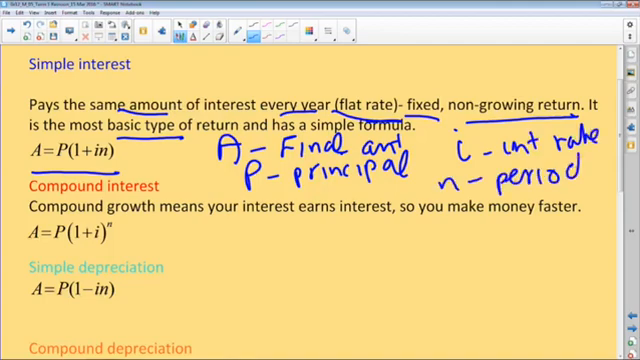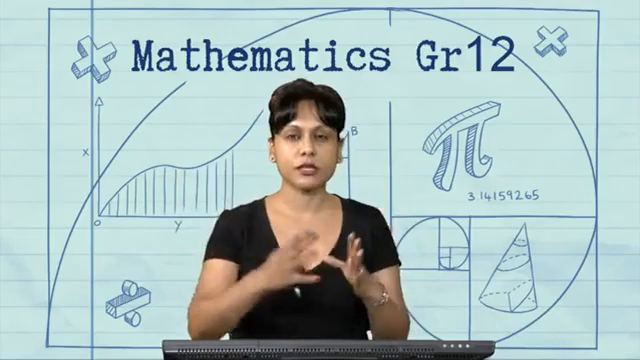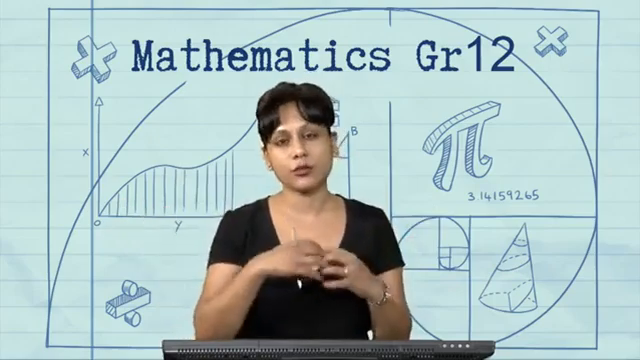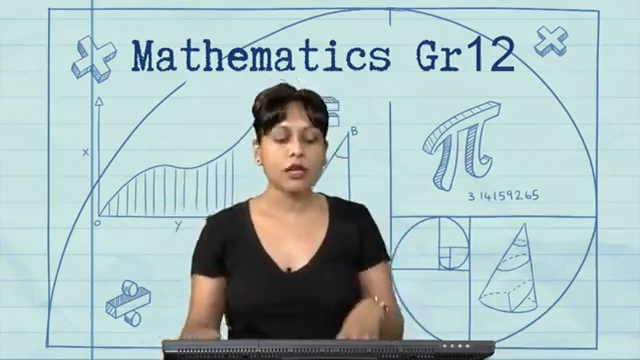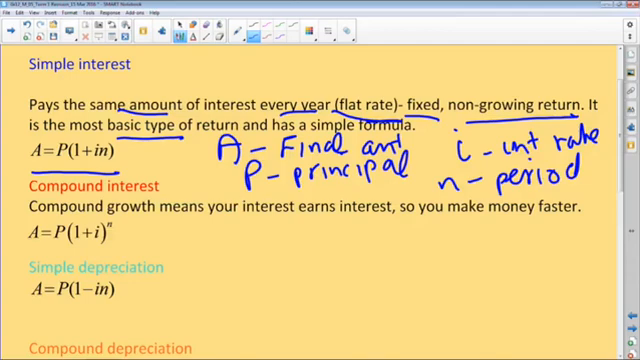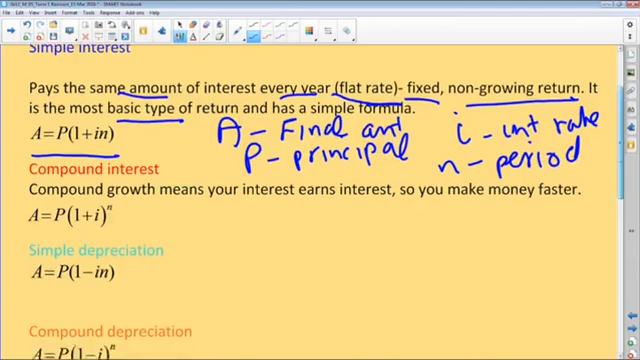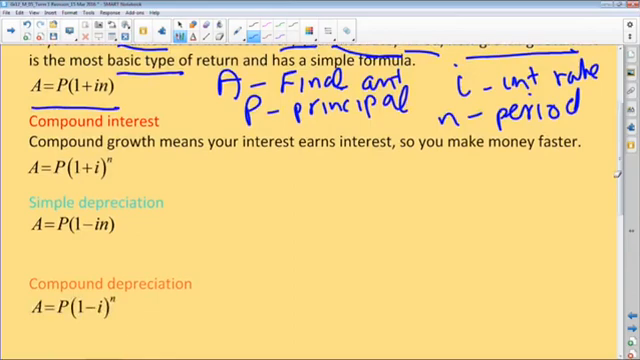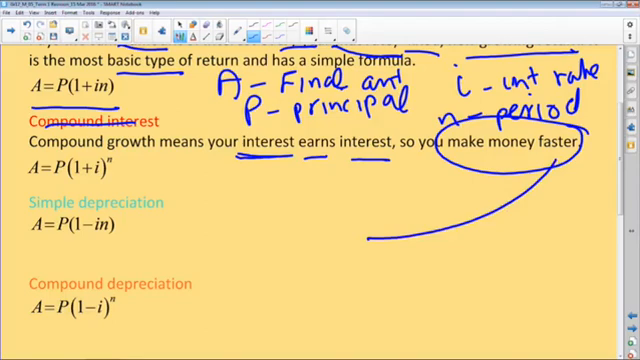Now, generally, when you are dealing with simple interest, you will notice that you're always dealing with yearly interest rates, and your period should also be in years. Now, the more complicated one we deal with, which we use a lot more in terms of how we would like our money to grow, is compound interest. So compound growth means your interest earns interest. So what happens is that you make money faster. And if we had to graph compound growth, you will see that it would resemble an exponential curve.